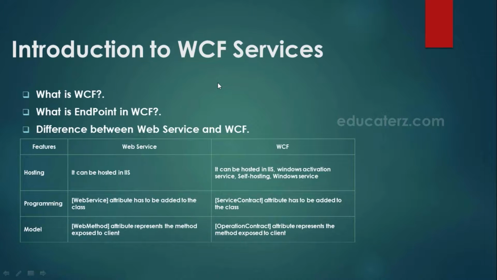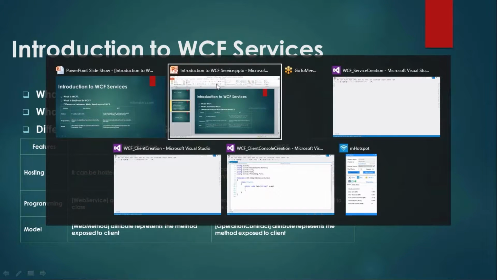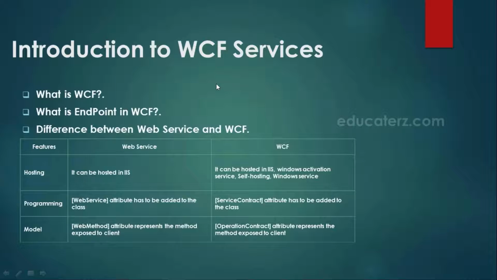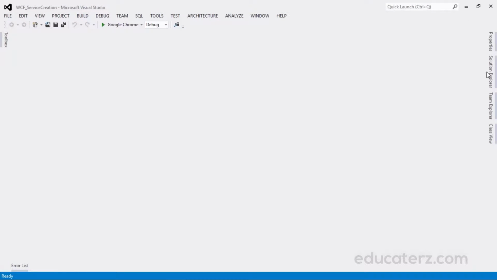And contract is like a collection of operations that specifies what the endpoint will communicate with the outside world. Usually the name of the interface will be mentioned in the contract, so the client application will be aware of the operations which are exposed to the client. Okay, let me show you with an example so that you can understand clearly what WCF is, and how we consume that WCF. Let us go to Visual Studio, WCF service creation.